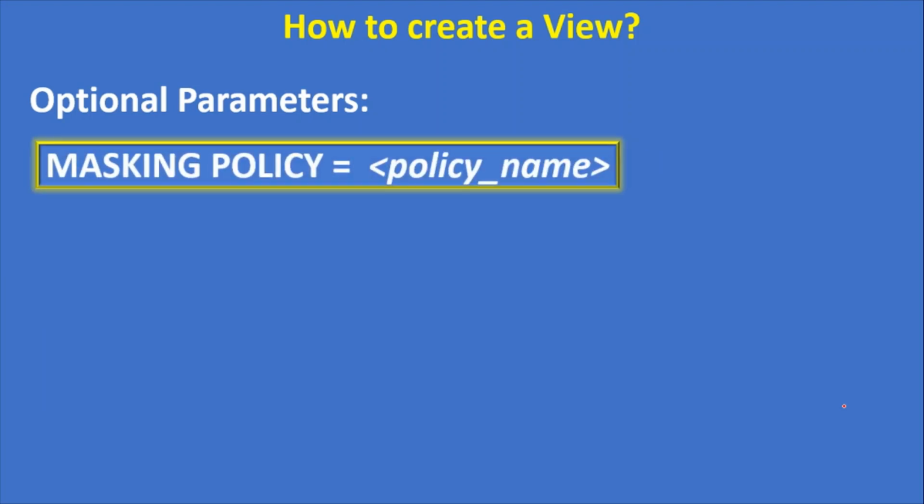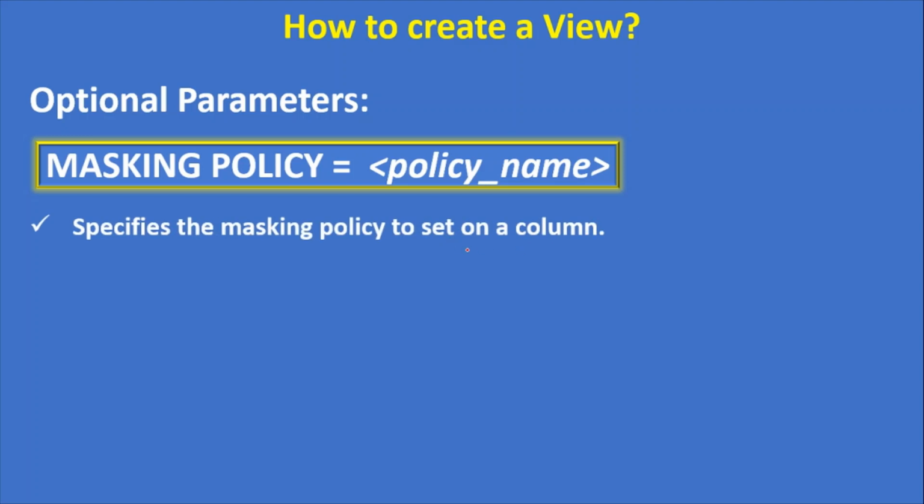The next optional parameter is the masking policy. This masking policy will be created by two options. One is dynamic, another one is external functions. I already created and uploaded one video on dynamic masking, how to apply dynamic masking to a view or a table. So please watch that one. In this video, I am not going to show you the demo on this. Specify the masking policy to set on a column.